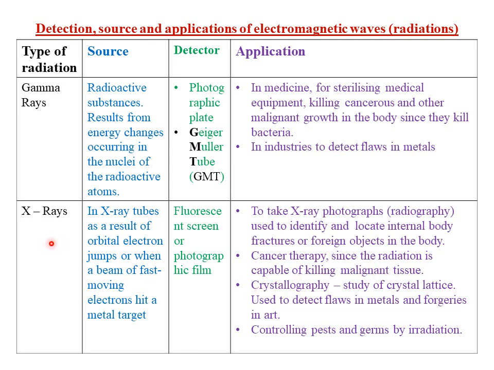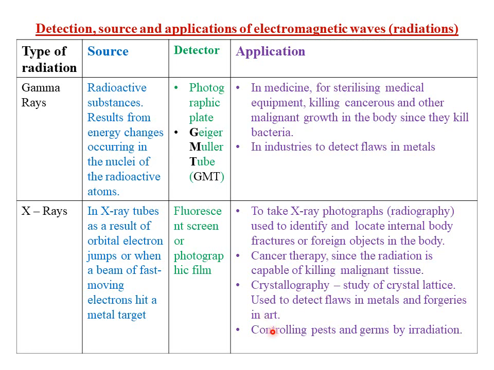Then X-rays are also used in crystallography. That is, crystallography is simply the study of the crystal lattice. So it is used to detect flaws in metals and forgeries in art, because again they have a high penetrating power.